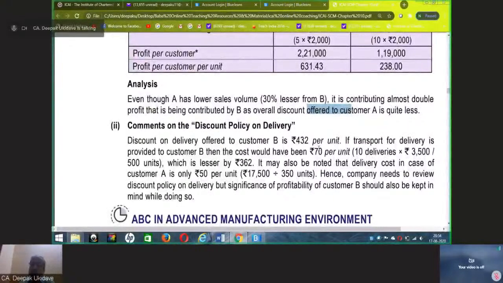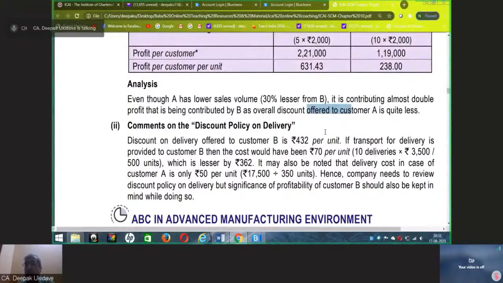Analyze the results. Sometimes students get tired by doing these calculations and they forget the second part of the question. Please don't do like this. In the second part of the question, also comment on the discount policy offered by the retail store. Now, the discount on delivery offered to customer B is 432 per unit.